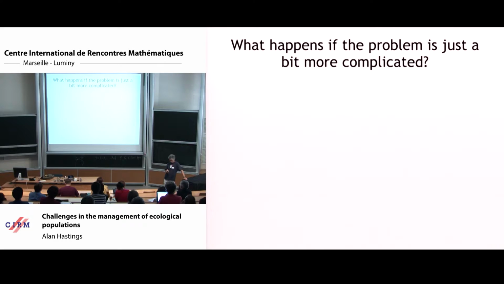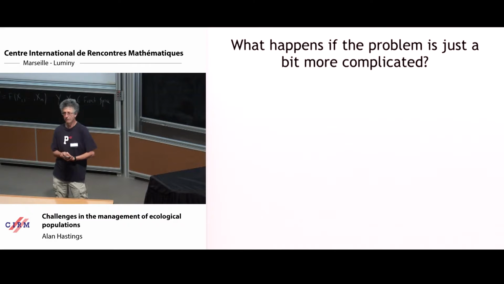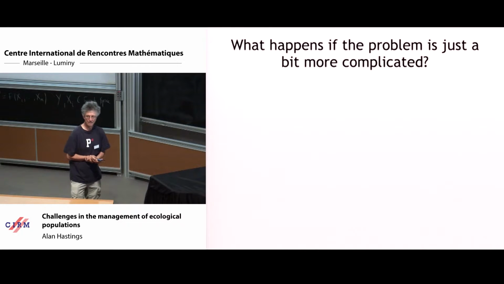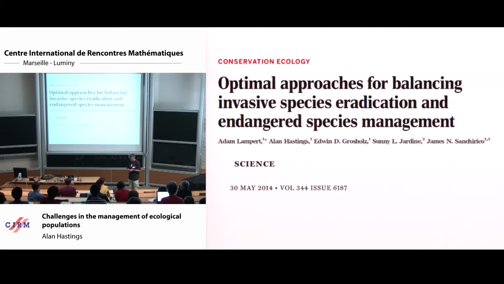Okay, that looked good. Now what happens if the situation gets a little bit more complicated? So we're going to move from Willapa Bay to San Francisco Bay, and I assume most people know where San Francisco Bay is. And there, the invasion is a little different, and there's a problem here. There's a balance. We've got, and they have multiple objectives.